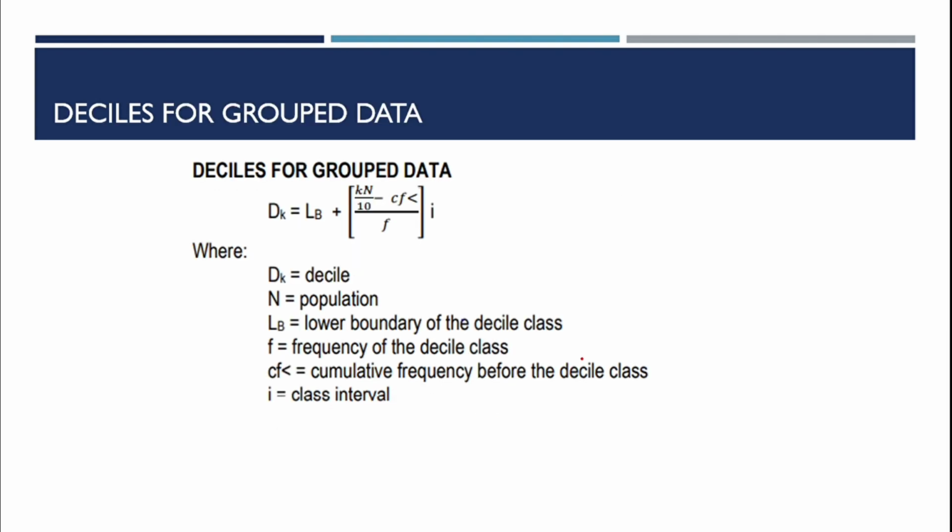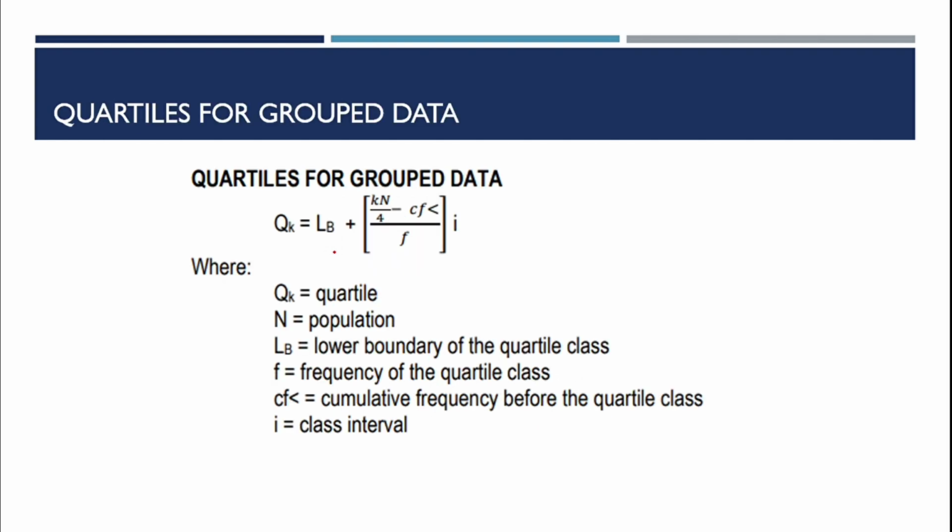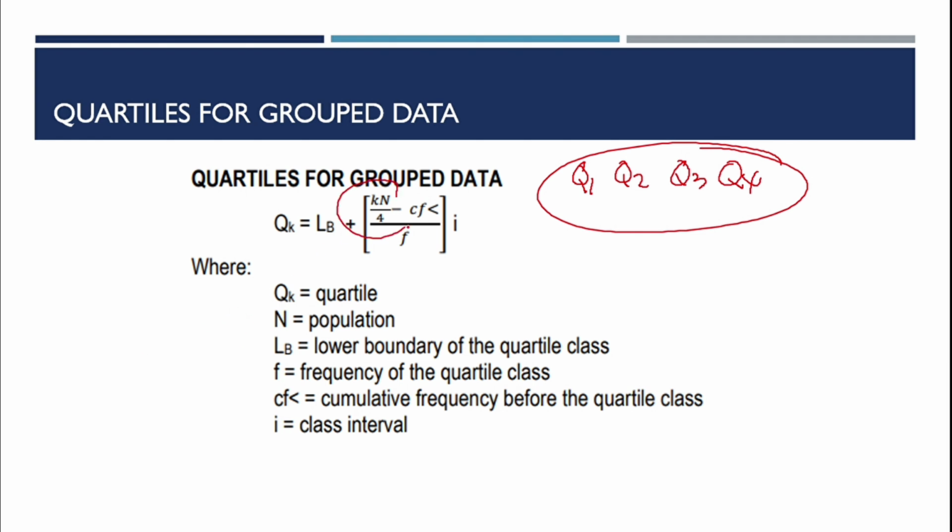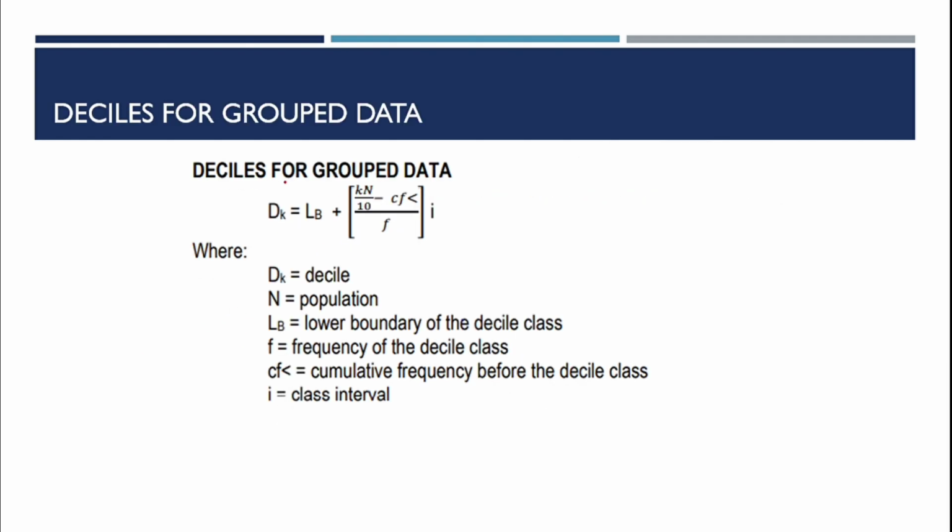The next one is the deciles for group data. It is somewhat the same, but take note that quartile is by quarter or by 4. So we have here Q1, Q2, Q3, and Q4, divided by 4. In deciles, we have it by tenth.